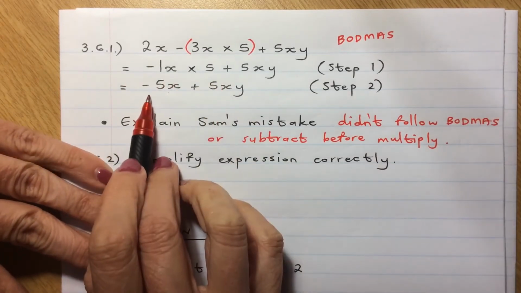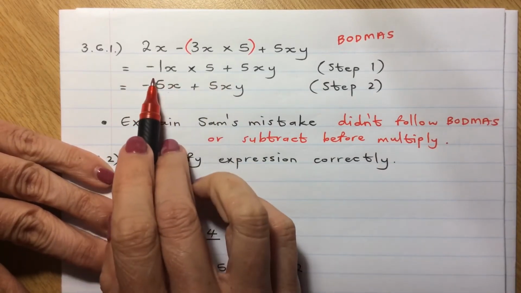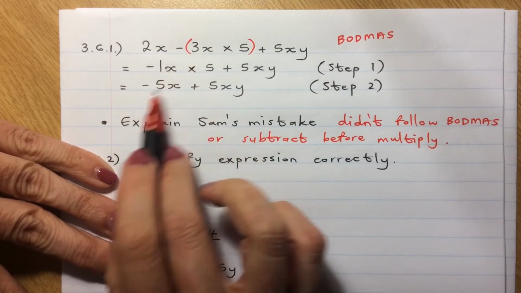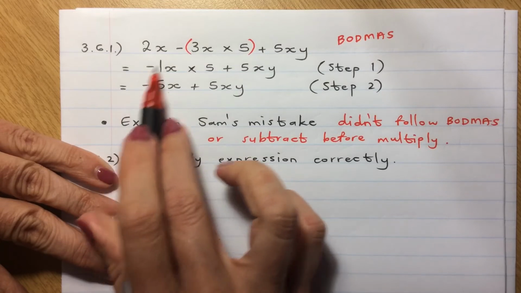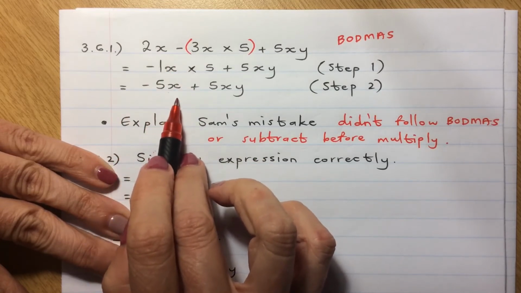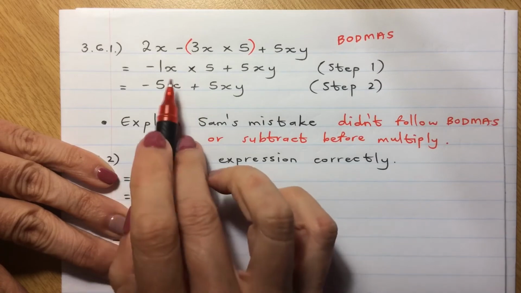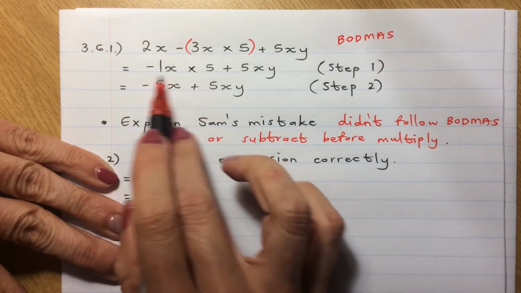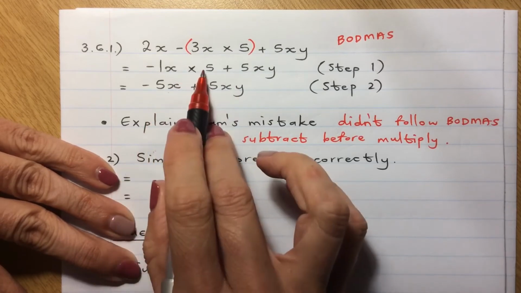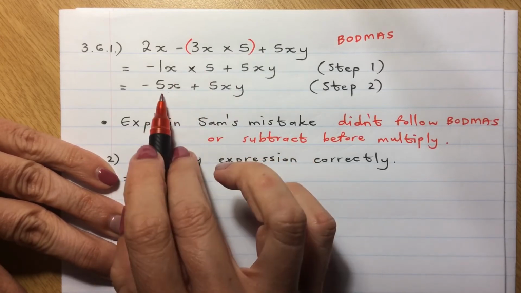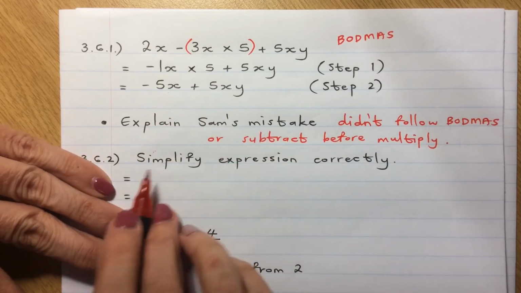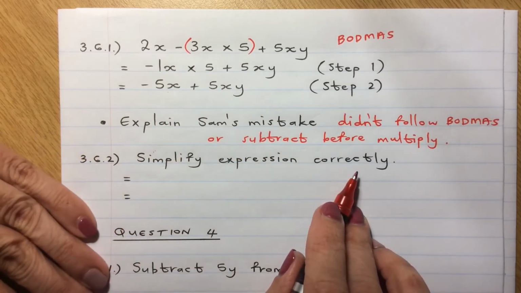Now you'll see actually in step 2, negative 1x times 5, according to what he did, is negative 5x. Now that's called a continued accuracy mark. When you see a tick with a CA, that means continued accuracy, because from your step, which was incorrect, you have done it correctly. So we don't take away another mark, because that answer is wrong. Okay, so simplify the expression correctly.